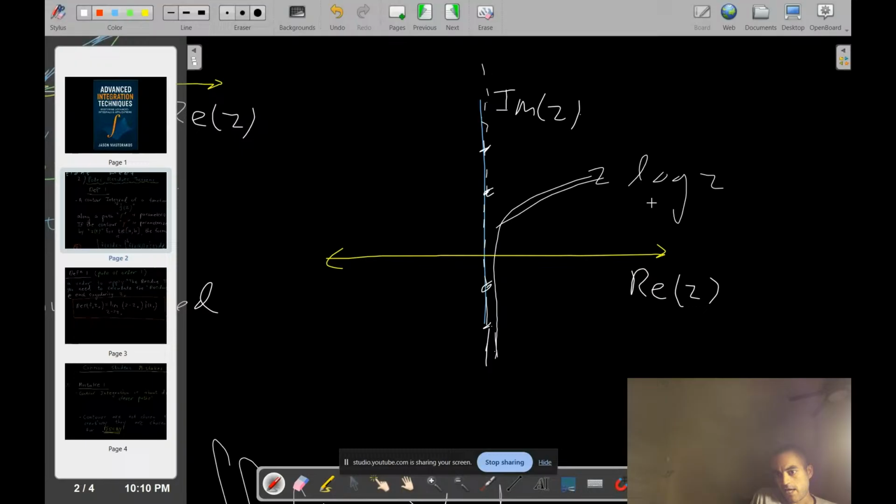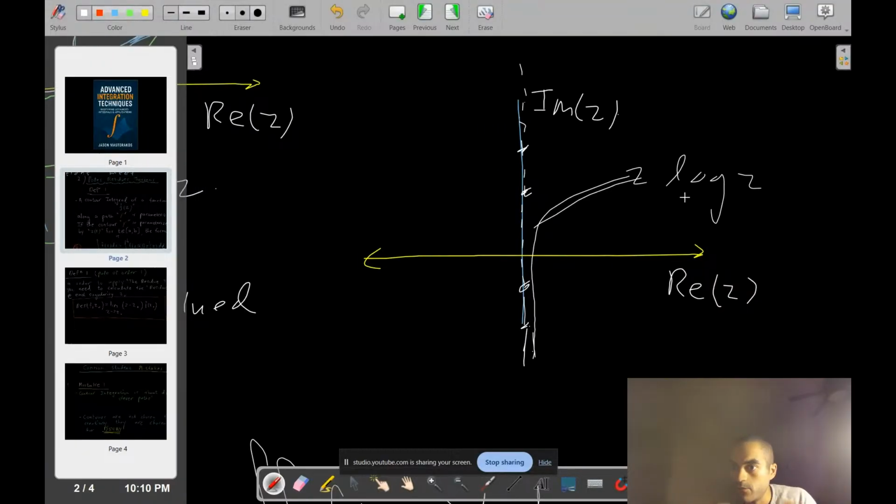Well, first off, log z has to do with the fact that when you deal with functions, you're getting an x and a y value. To get to a single valued function, what are you doing? What's a single valued function?